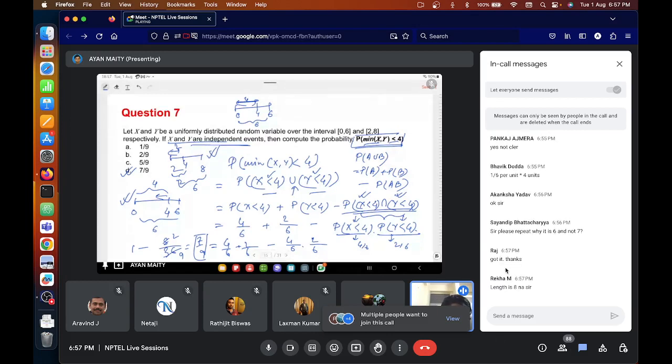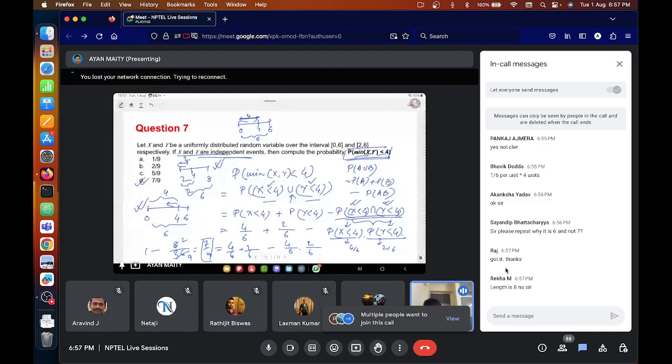Shanti, what is written? Please repeat why it is 6 not 7. So x is a continuous variable uniformly distributed between 0 and 6. X is a continuous random variable. So 0 to 6, this length is 6 and we are trying to find out what is the probability that it is between 0 and 4.